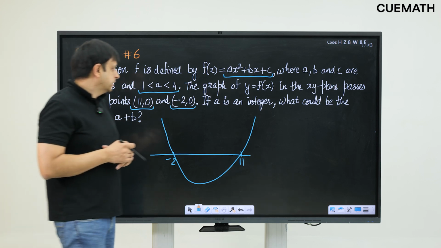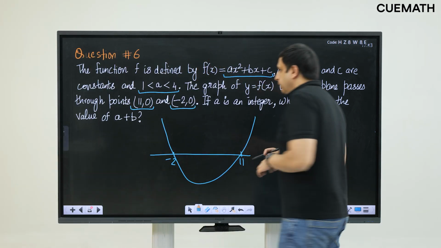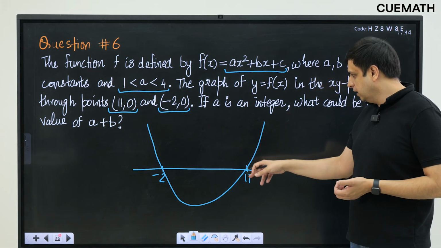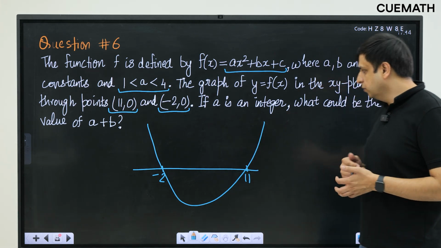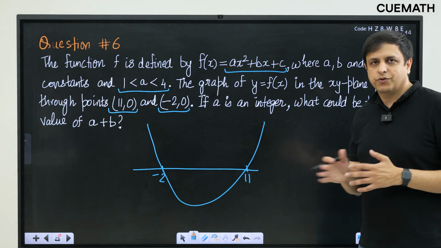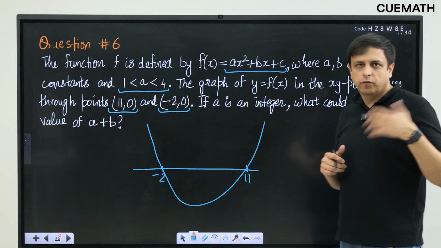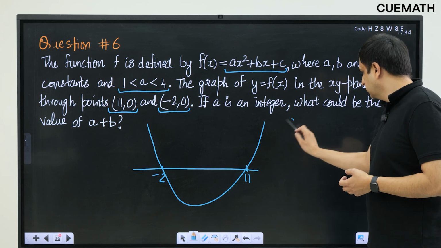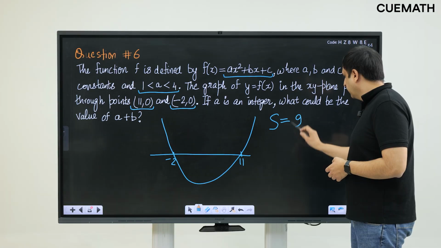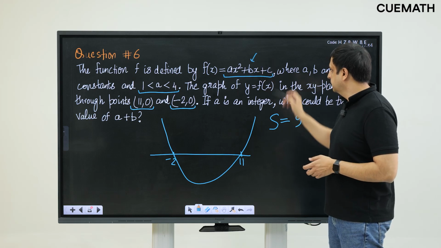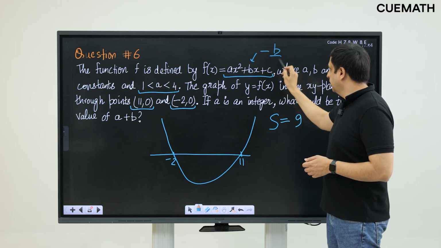So, if a is an integer, what could be the value of a plus b? Now, from the graph we immediately conclude that the zeros are 11 and minus 2, and therefore the sum of the zeros of the quadratic polynomial is 11 plus negative 2, which is 9. So, the sum of the zeros is 9, but we also know that the sum of the zeros of this expression ax square plus bx plus c is minus b by a.